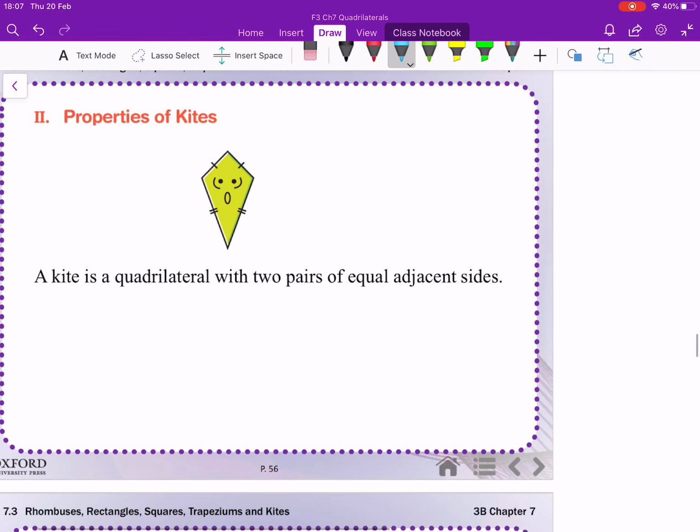Okay, finally, kite. For the definition of kites, actually you have two pairs of equal adjacent sides. This is the definition of a kite. This time, not opposite sides. Instead, it is adjacent sides equal. Just one pair, and then the other pair.